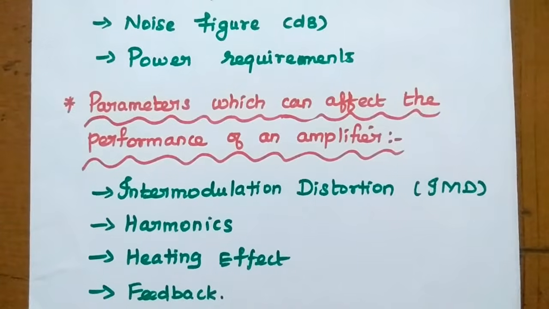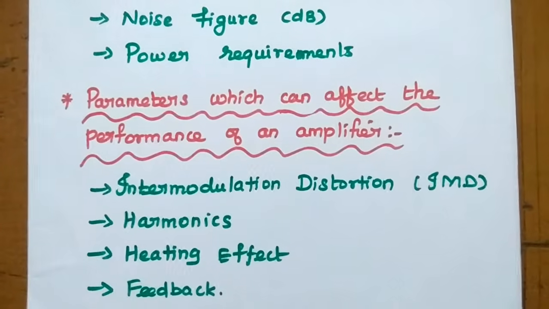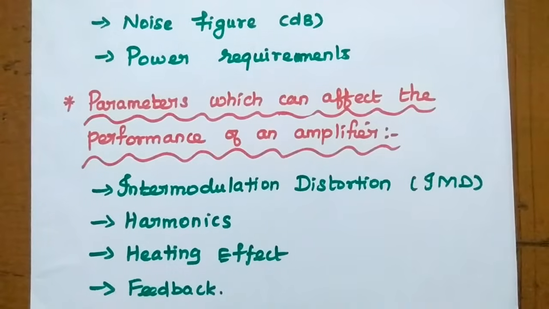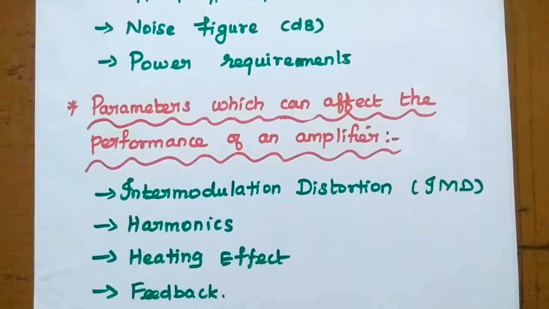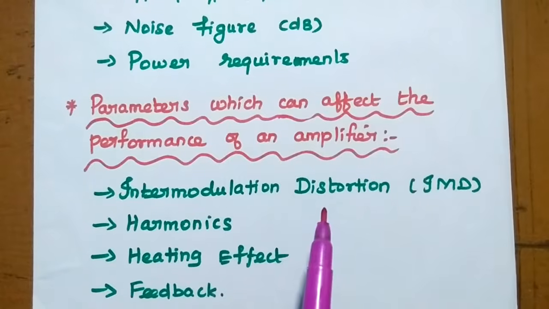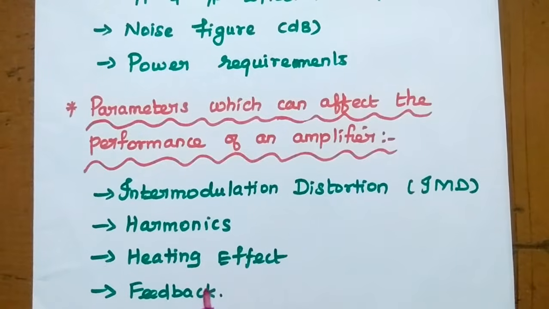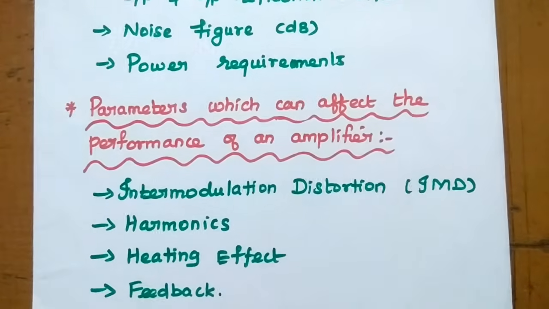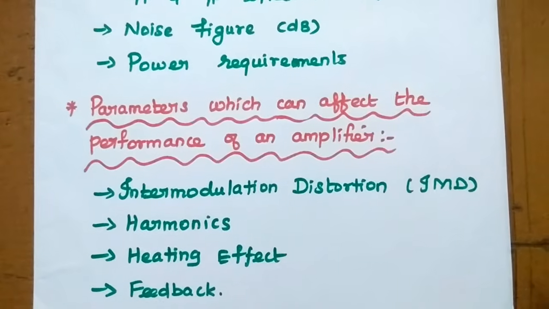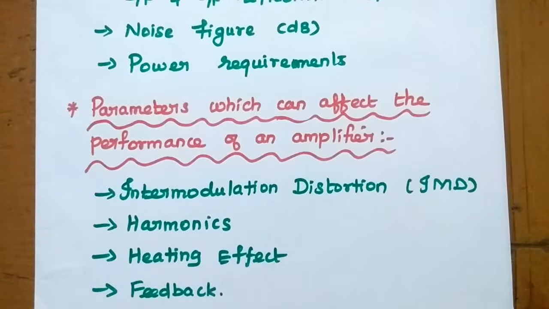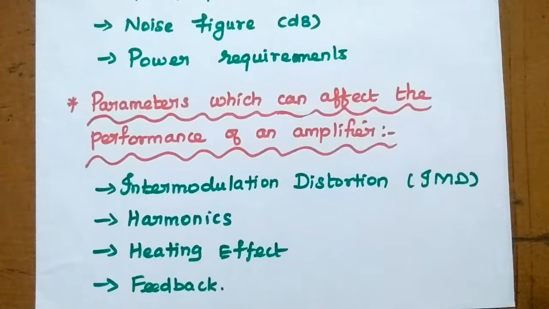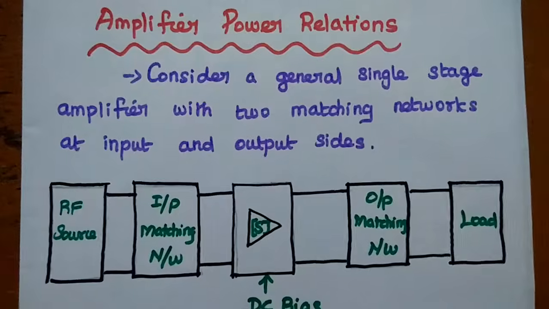There are some parameters which can affect the performance of an amplifier. These are intermodulation distortion, harmonics, heating effect, and feedback from the output to the input side. So these are all the parameters that affect the performance of an amplifier.